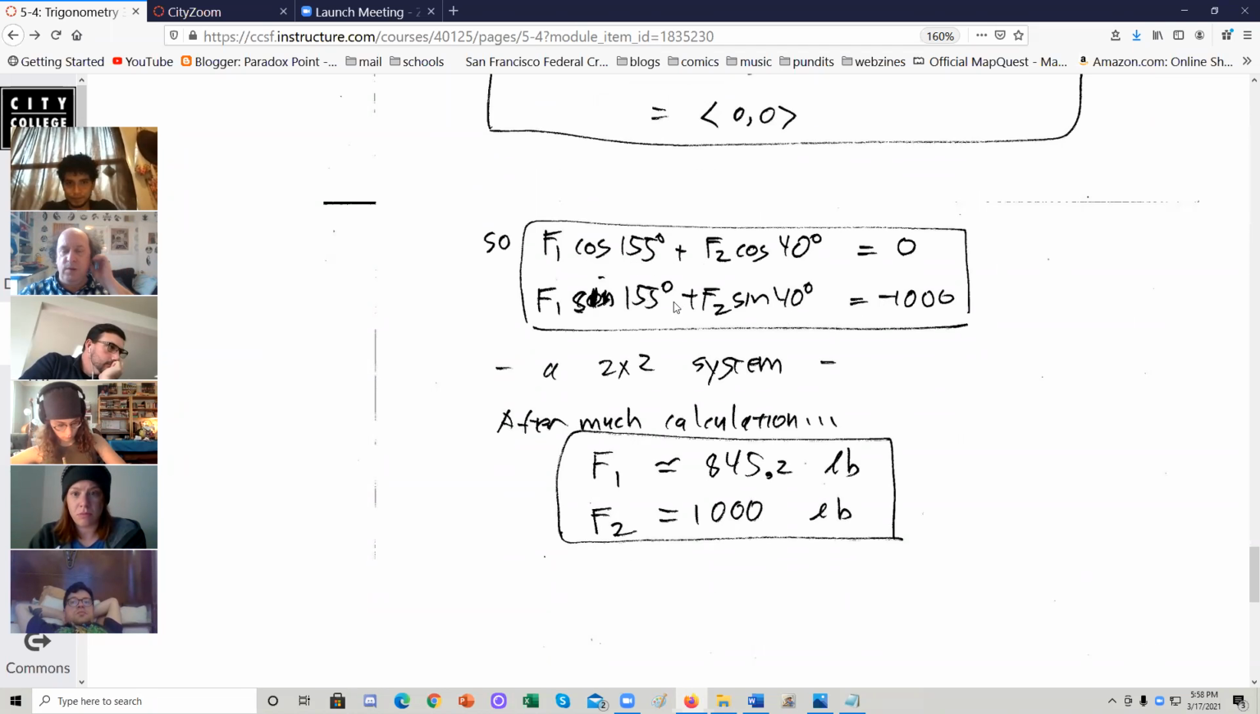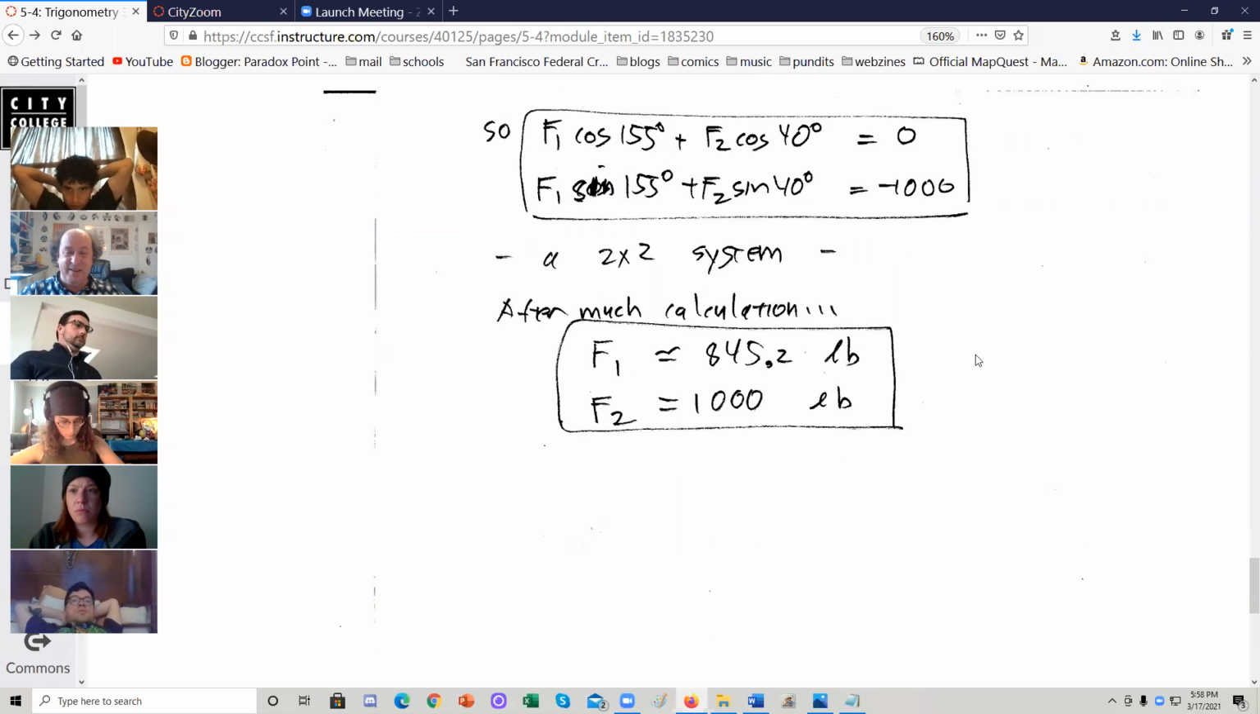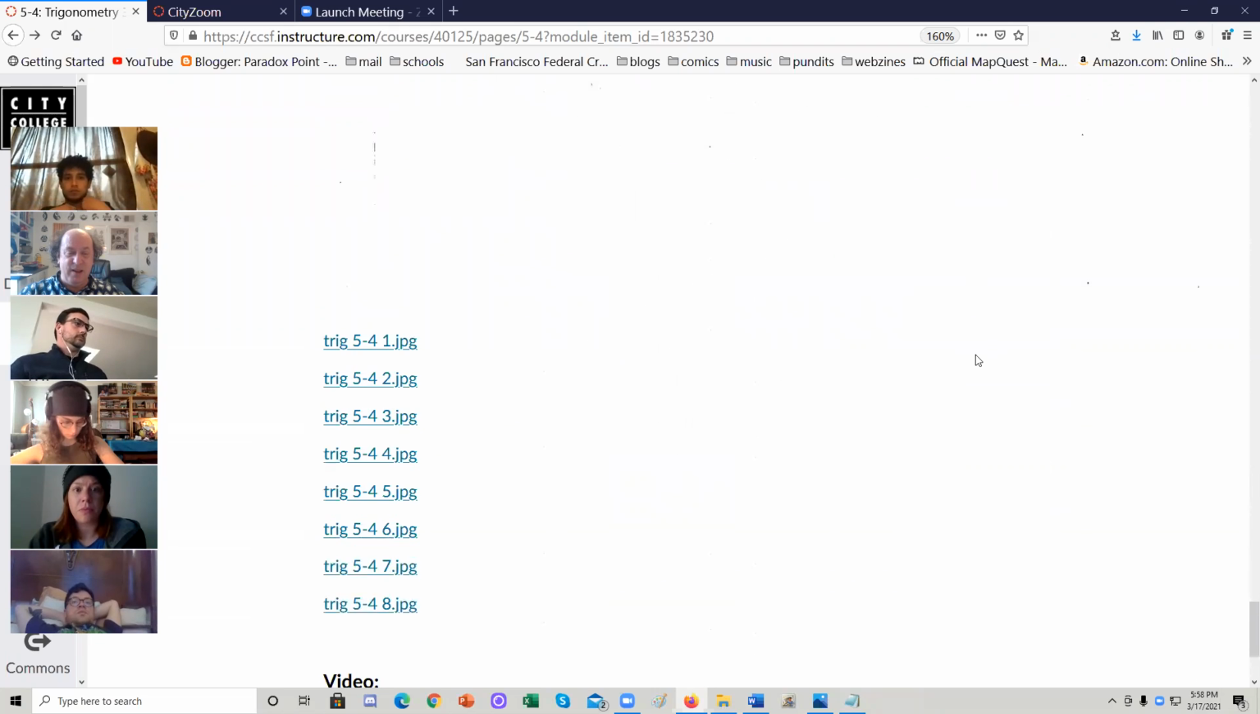Now, this is a 2 by 2 system, and after a great deal of calculation, the usual 2 by 2 system calculation, you'll get that F1 is about 845.2 pounds and F2 is about 1,000 pounds, assuming I corrected this in the calculation. Well, okay, so that concludes that part.